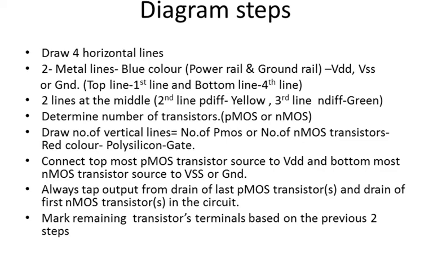Next step, connect the topmost PMOS transistor source to VDD. This is available in the pull-up network. Connect the bottommost NMOS transistor source to VSS or ground. This is available in the pull-down network. You know how to draw the pull-up network and pull-down network for the given expression.